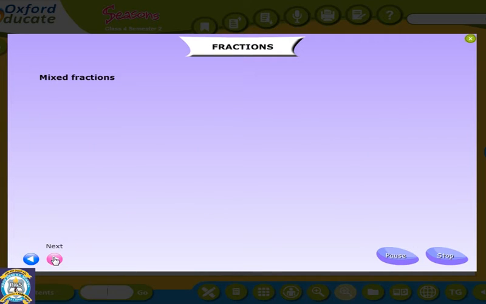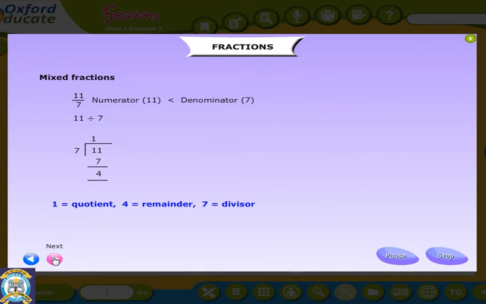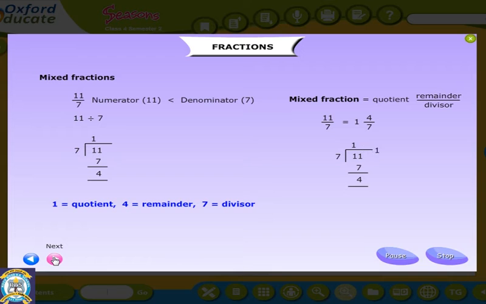Mixed fractions. We know what are improper fractions. Improper fractions can also be written in a form called mixed fraction. Let us see how it is written. Divide 11 by 7. We get 1 as quotient, 4 as remainder. Now write the remainder and divisor as numerator and denominator respectively. And write the quotient before the fraction. We get the equivalent mixed fraction.